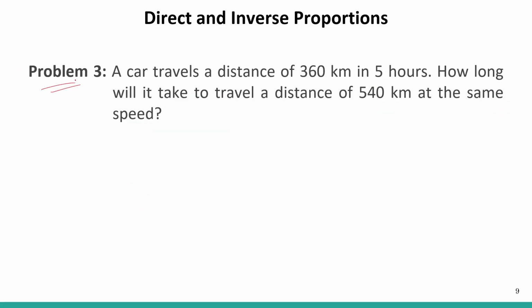So problem number 3. A car travels a distance of 360 km in 5 hours. How much distance does the car travel? It travels 360 km, in how much time? In 5 hours. So how long will it take to travel a distance of 540 km at the same speed? The car goes with the same speed. So speed of the car is 360 by 5, right? So this is equal to 72.